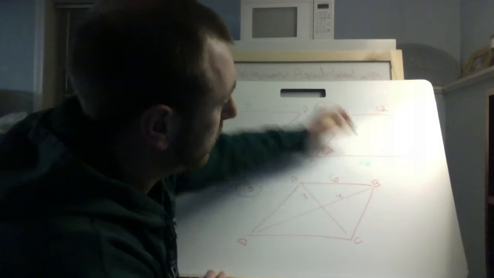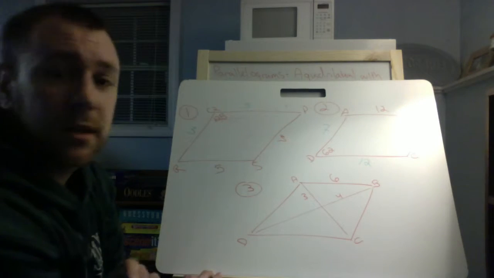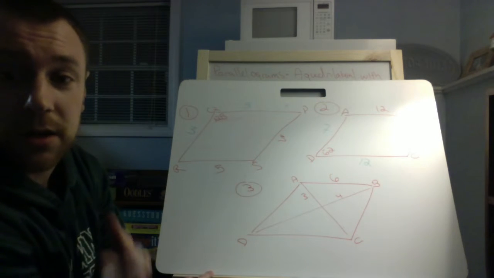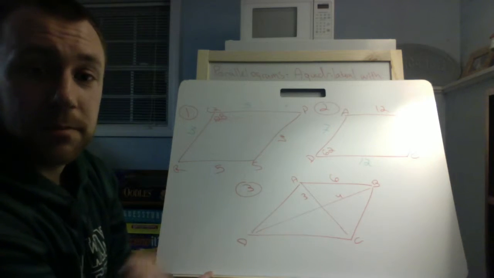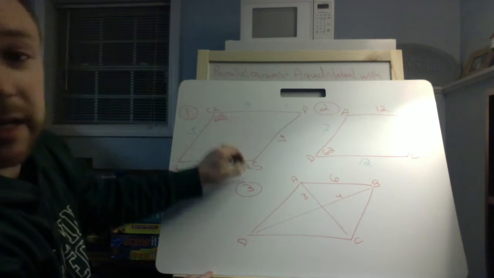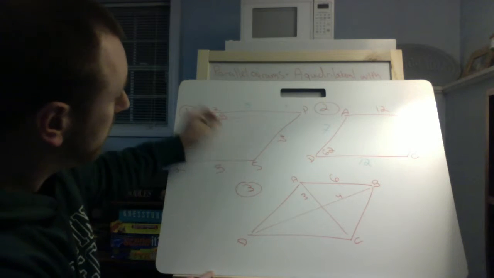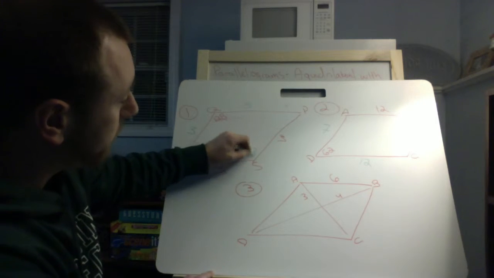12 and 7. Their opposite sides are congruent. Now, the trick is the angles. Well, opposite angles across from each other are the same. So this has to be 128.